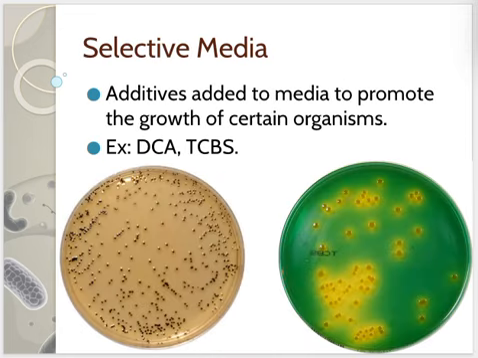Selective media contain additives that encourage the growth of specific bacteria while inhibiting others. This helps isolate particular organisms from mixed samples. Examples include DCA and TCBS media, which are tailored to support certain bacteria. By using selective media, we can focus on growing the microbes we're interested in, making identification and analysis more efficient.